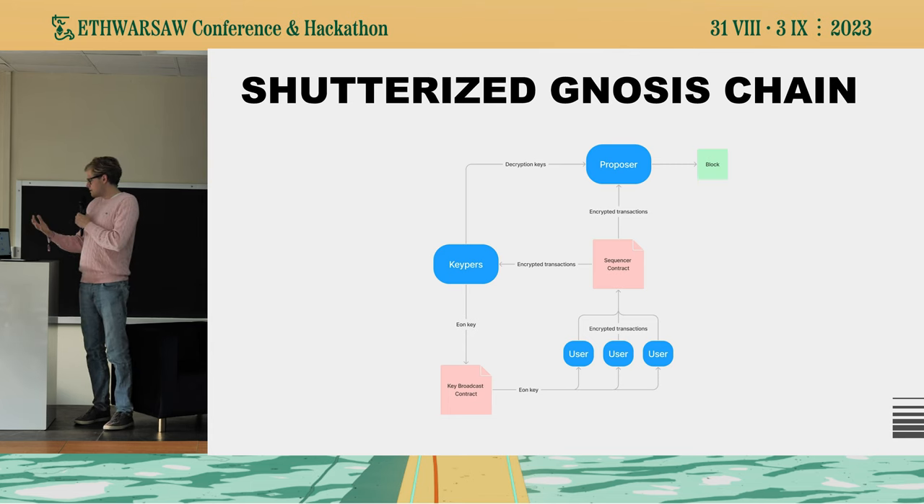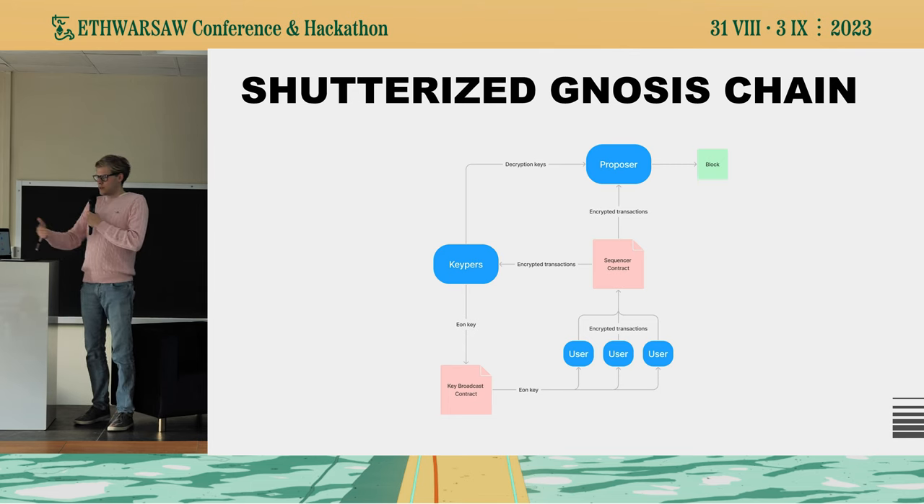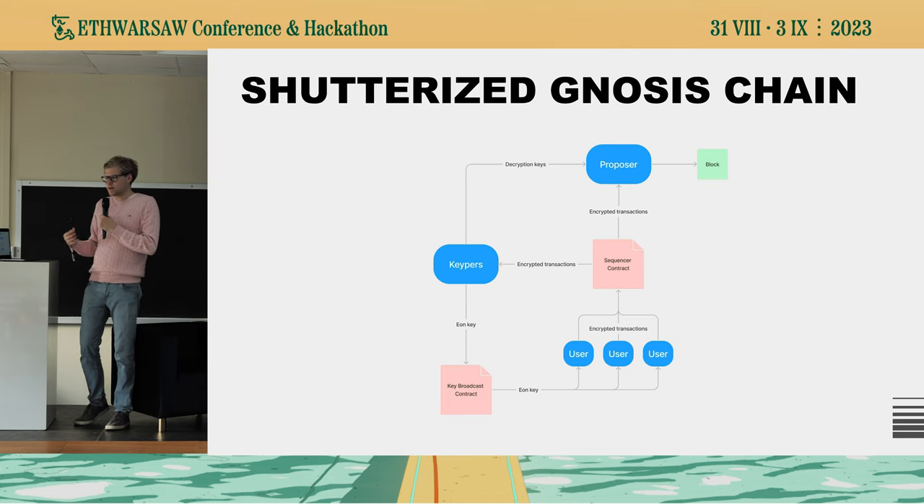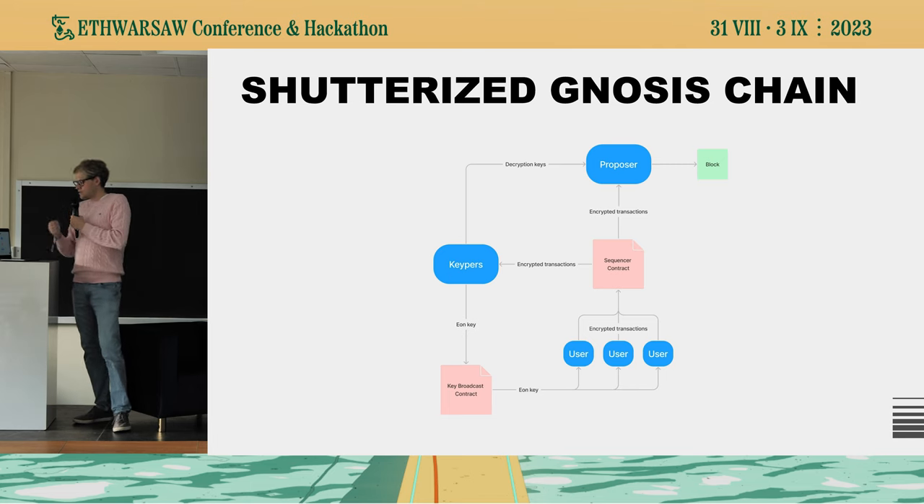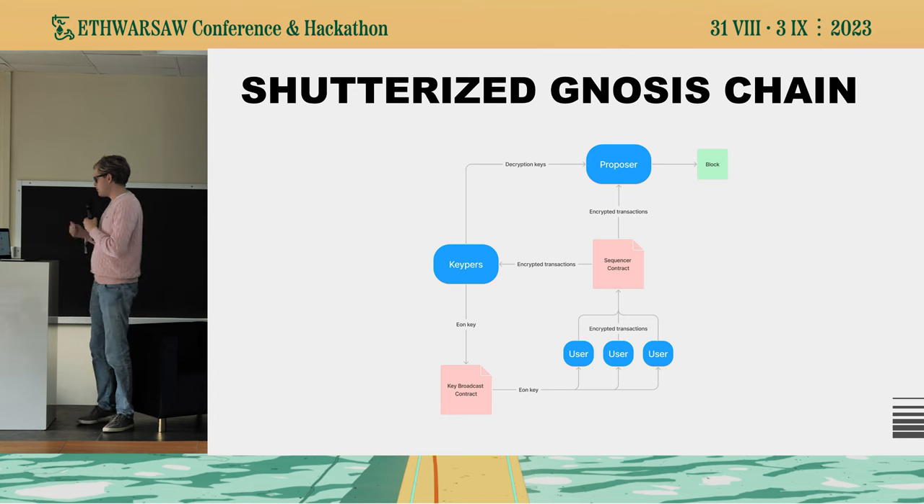The proposer listens for those transactions and then uses them to ultimately build the block and propose the block. Something I forgot to say in between is that by sending transactions to the sequencer contract, that's what fixes the order of the transactions in place. By them being in the sequencer contract, that says, okay, now they are in this order, and they need to be executed. This is a nice way to separate things, because the proposer no longer has even the ability to order transactions, since the order is already fixed in place while they're still encrypted.